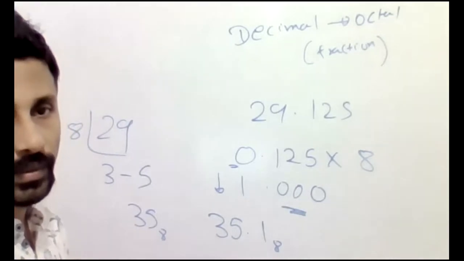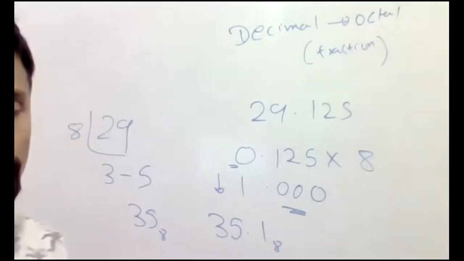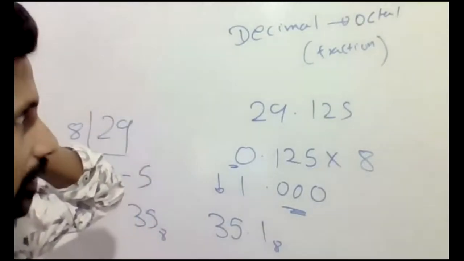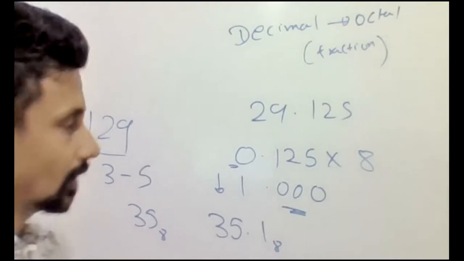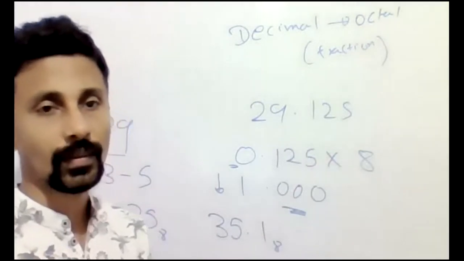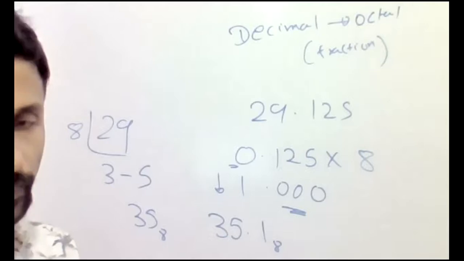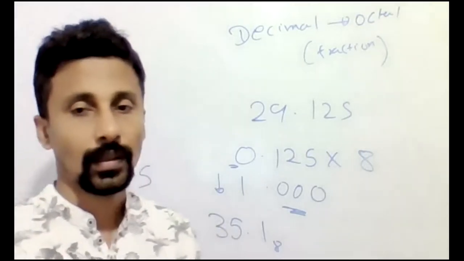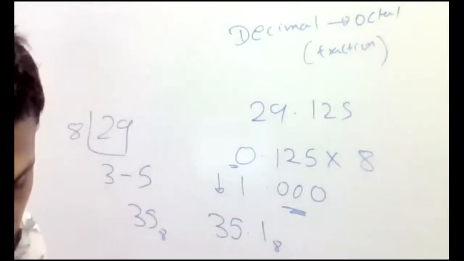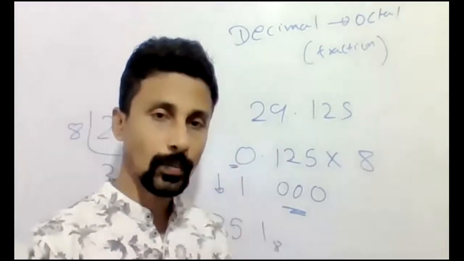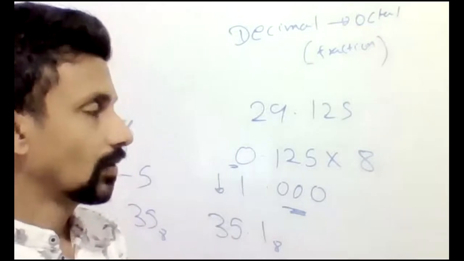35.1 in octal. Okay, take this down as an example. Before you take it down, write it like this. I think you wrote the decimal to octal topic. There, write down: multiply the given decimal fraction by 8 until it becomes 0. Then write the answer from top to bottom, or beginning to end. Okay, take this down as an example.